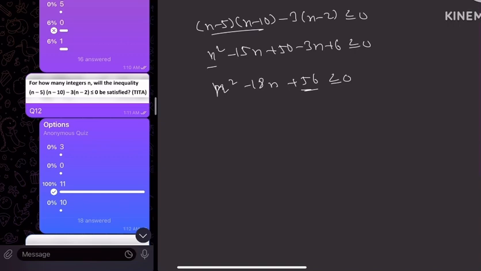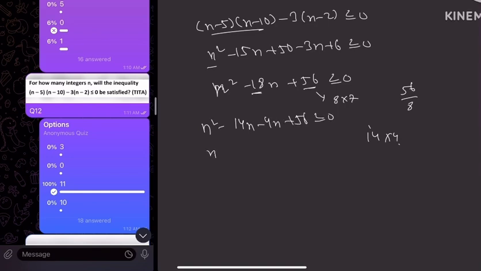Everything looks correct. We'll have to check what is the error. n square minus 18n plus 56. We know that this is 8 7 is 56, or do we have any other option? 56 is 8 into 7 or 14 into 4. Yes, 14 into 4, my bad, I forgot this. 18n can be written as 14n plus 4n, so n square minus 14n minus 4n plus 56 less than equal to 0.